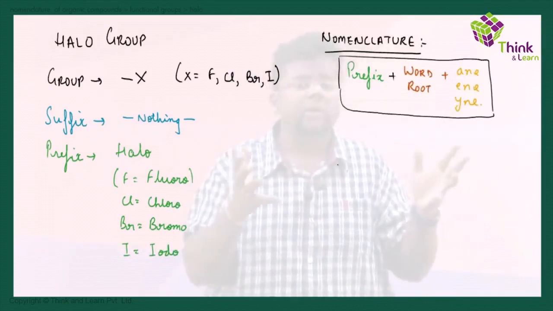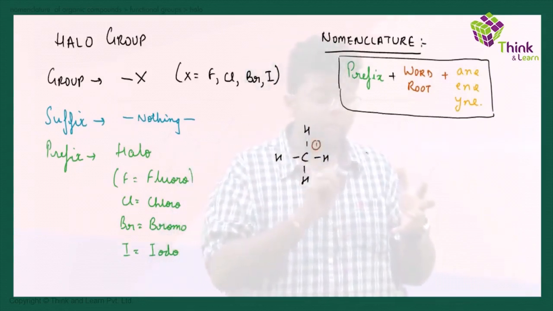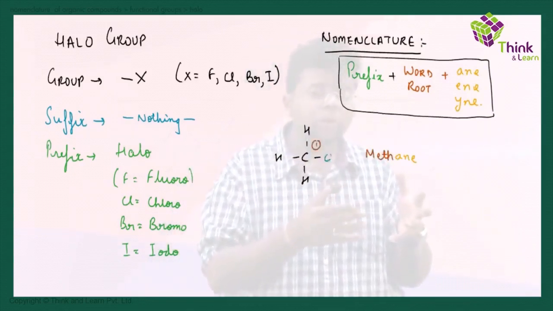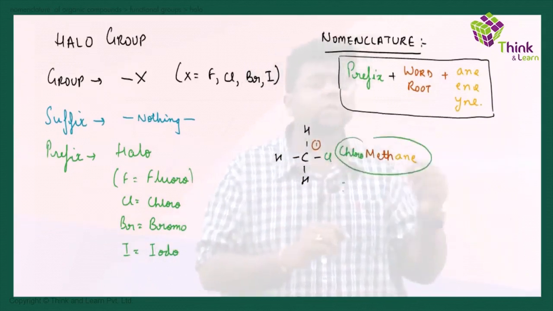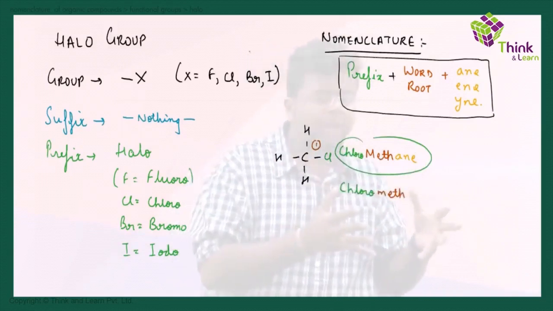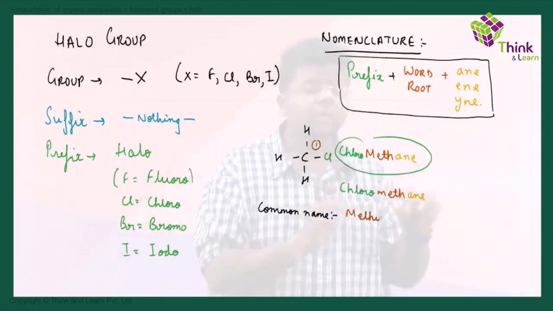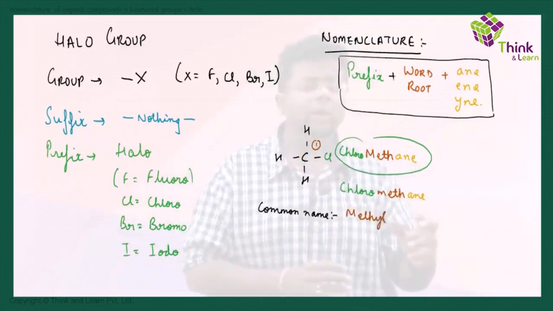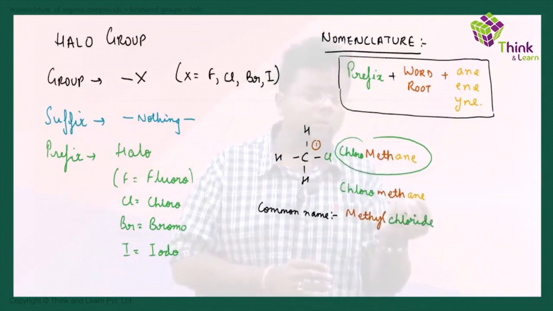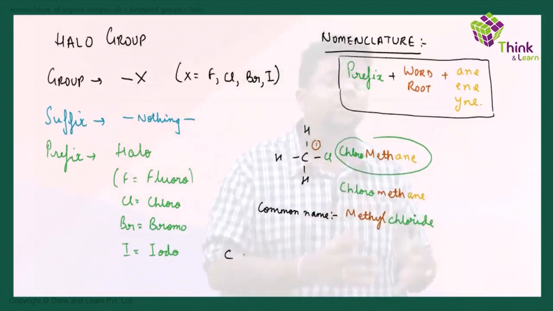No suffix at all. So let's take one example. If I have 1 carbon, what should this be called? Methane. But if I replace H with Cl, my name becomes chloromethane. Why am I writing it again? To make sure that you write only the first alphabet capital. So what should be the common name? The common name becomes methyl chloride. So whatever the word root is, you just add that as methyl and then the functional group.